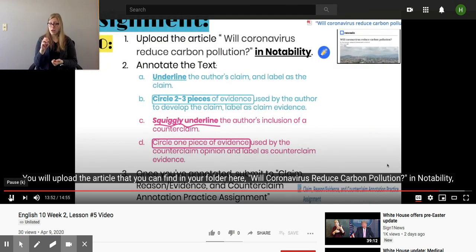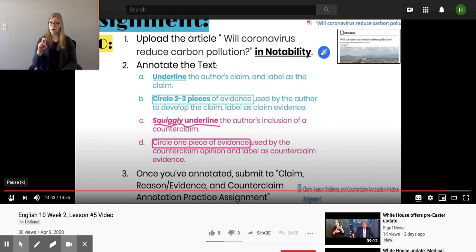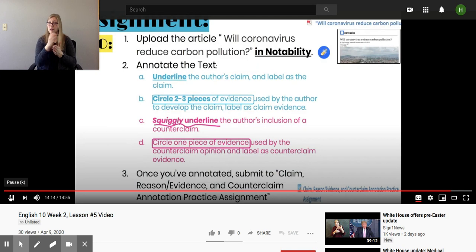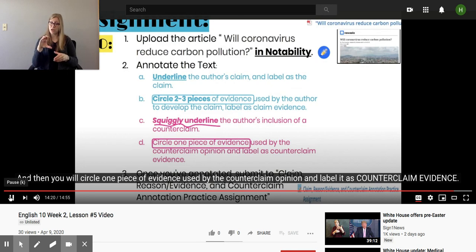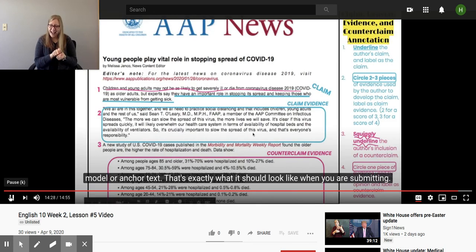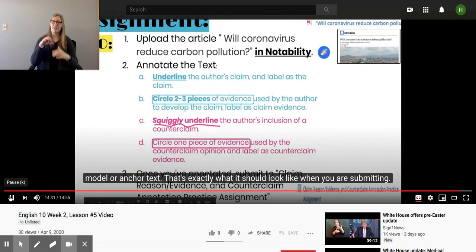So here is your assignment. You will upload the article that you can find in your folder here. Will coronavirus reduce carbon pollution in Notability? And you will annotate the text. You're going to underline the author's claim and label it as the claim. Circle 2 to 3 pieces of evidence used by the author to develop the claim. Label as claim evidence. Squiggly underline the author's inclusion of a counterclaim. And then you will circle one piece of evidence used by the counterclaim opinion and label it as counterclaim evidence. So exactly how you saw our model or anchor text, that's exactly what it should look like when you are submitting.